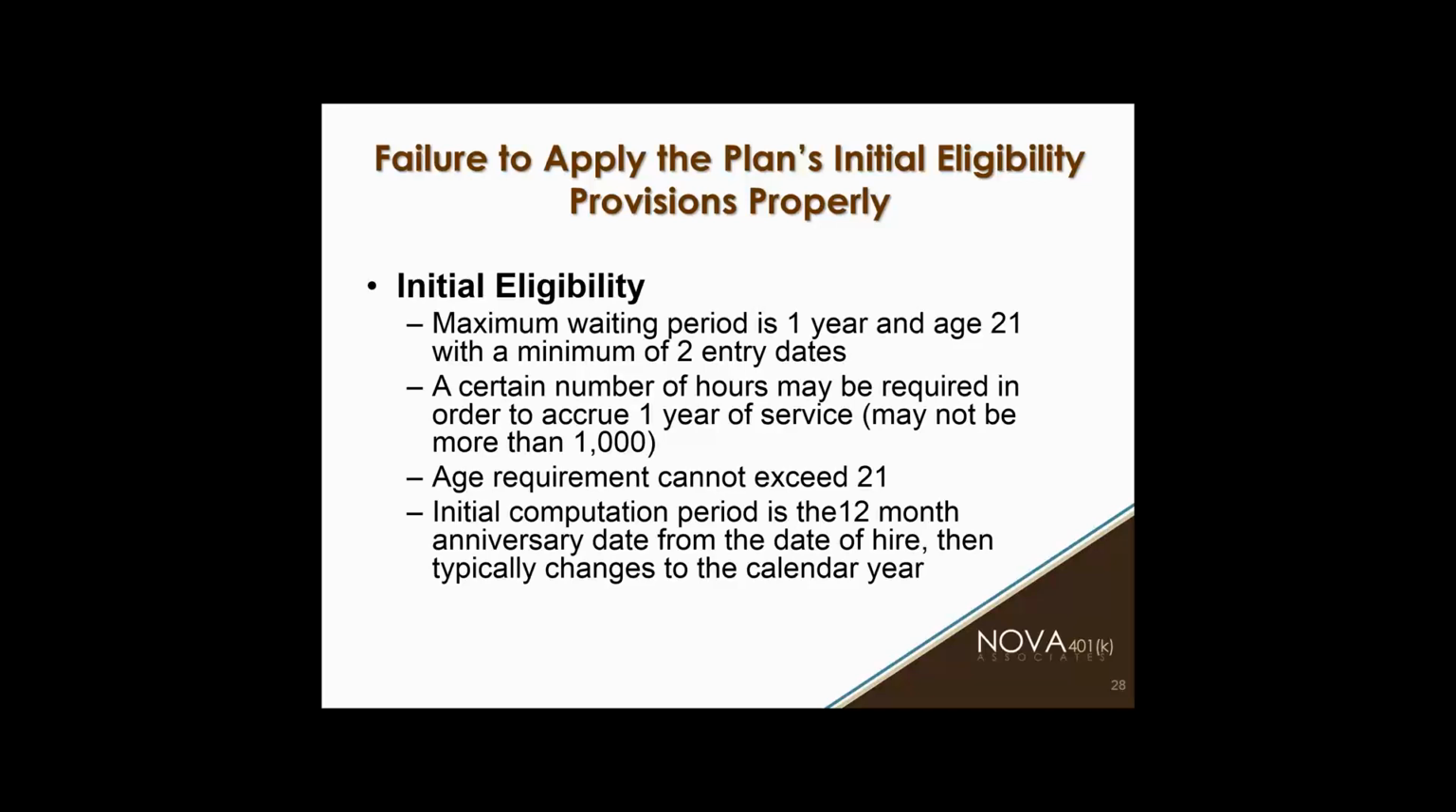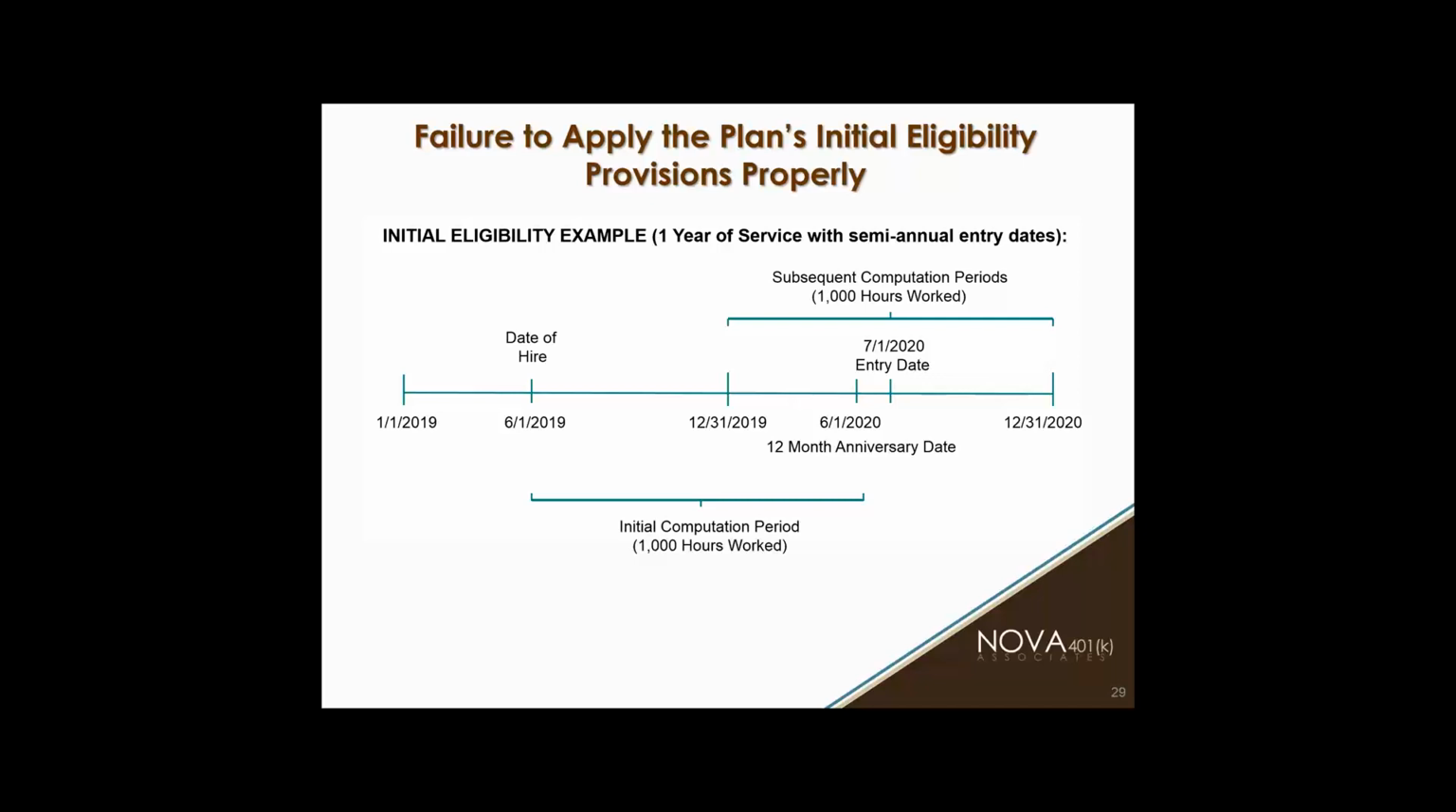So I know that it's a lot to take in right now, so let's look at a visual example. This is a 1 year wait with semi-annual entry dates, very common in a lot of our plans. If you have an employee who is hired on 6/1 of 19, you go to the 12-month anniversary date from the original date of hire, not all the rehire dates if you have rehires.